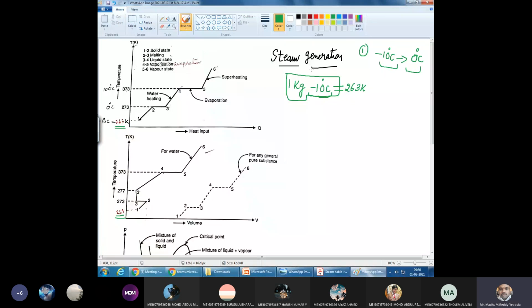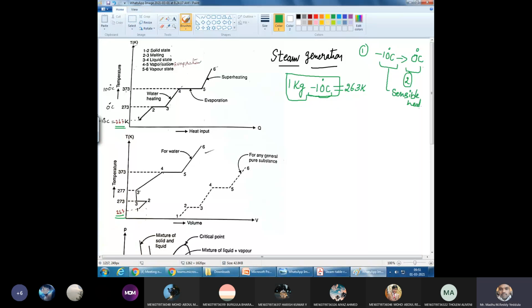Now you can see this is state 2. State 1 is ice at minus 10 degrees centigrade. State 2 is also ice, at 0 degrees centigrade. Is this called sensible heat or latent heat? Please tell me. There is no change of the phase. Only the temperature is going to change, not decrease, increase, minus 10 to 0. So with the same phase, I can call it sensible heat.